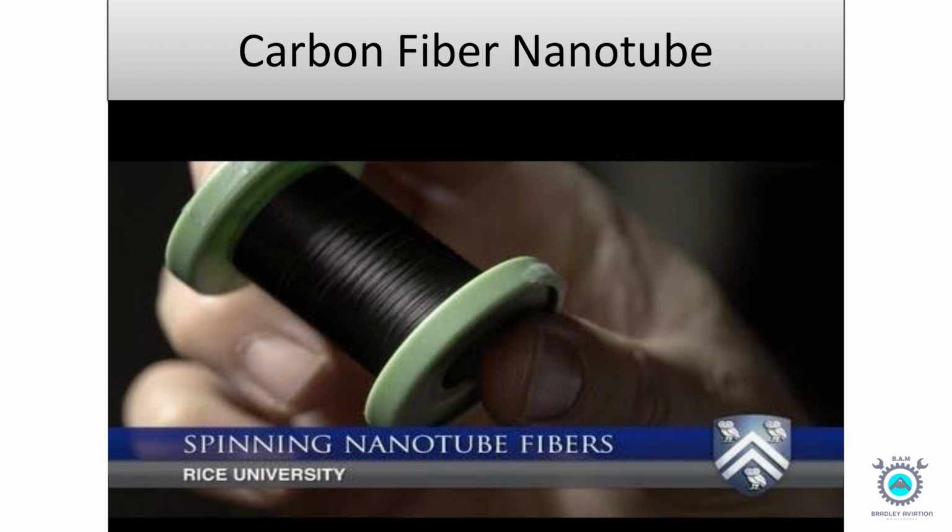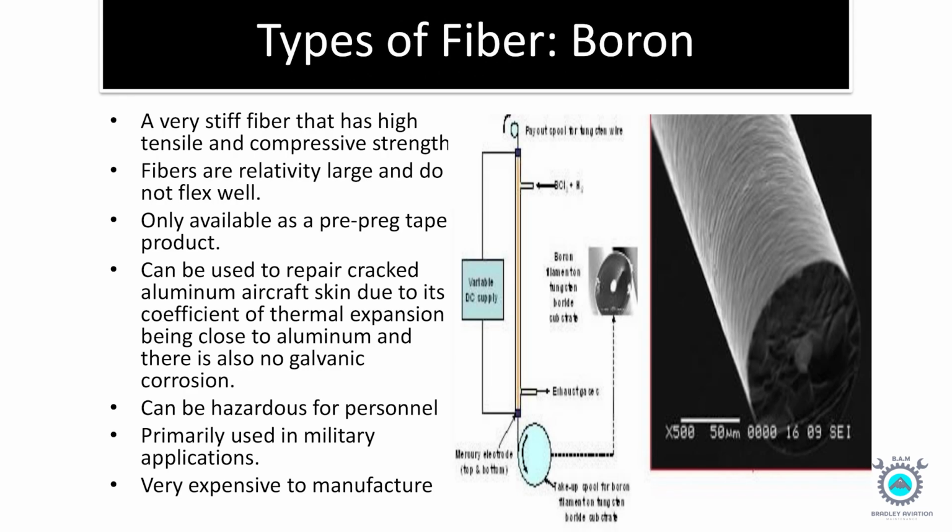Carbon fiber nanotube. Types of fiber: boron, a very stiff fiber that has high tensile and compressive strength. Fibers are relatively large and do not flex well. Only available as a pre-tape product. Can be used to repair cracked aluminum aircraft skin due to its coefficient of thermal expansion being close to aluminum, and there is also no galvanic corrosion.